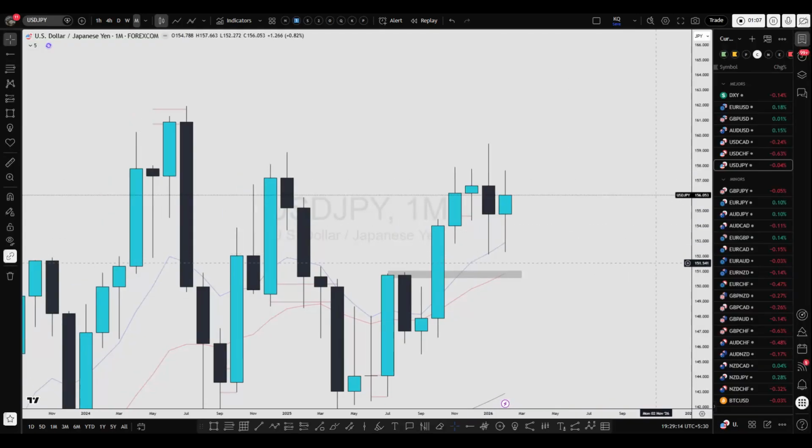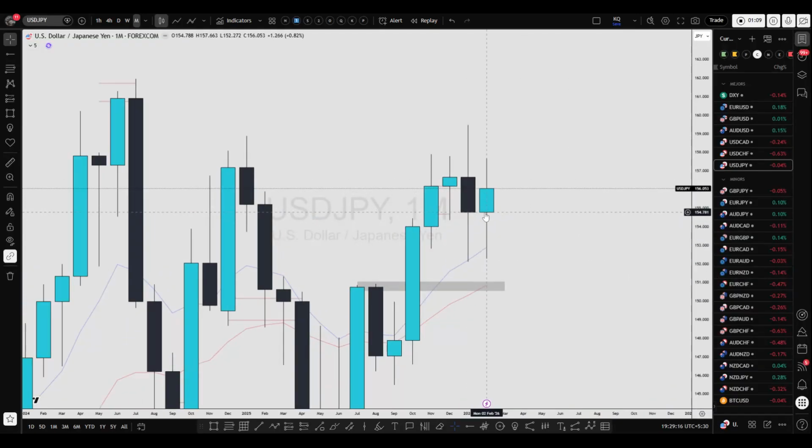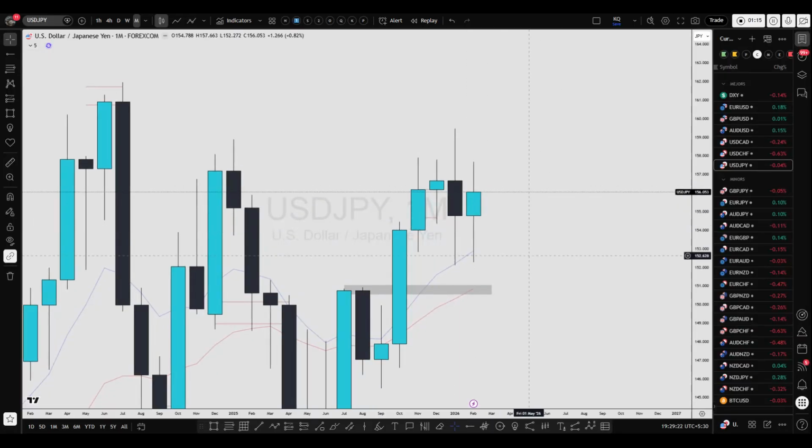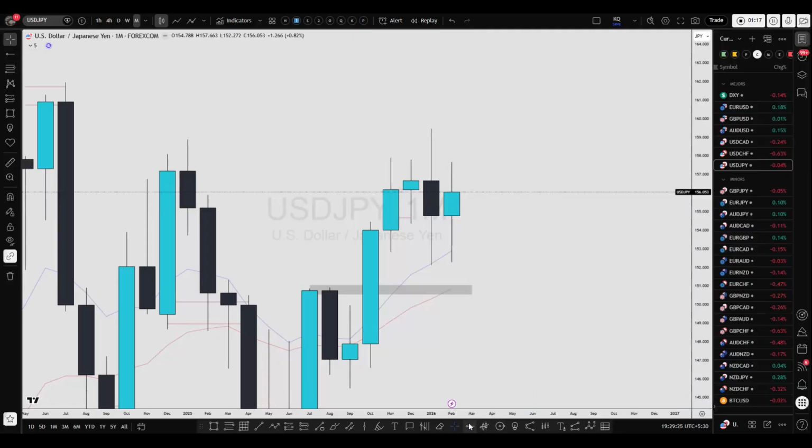The last monthly candle closing was a bullish one. We failed to clear the low. Overall, it's an inside bar, and we can target towards this monthly high on the next candle.